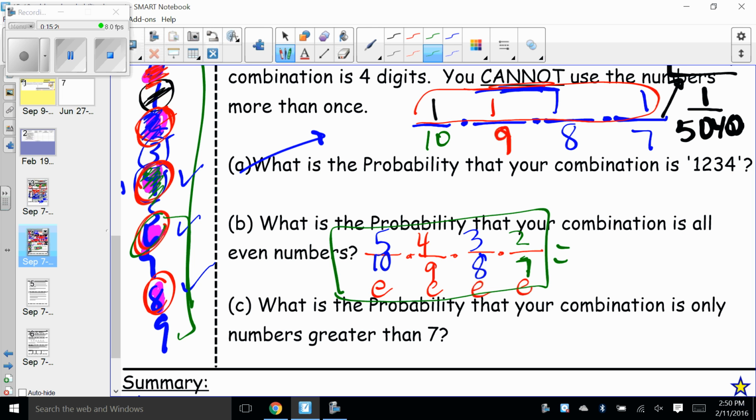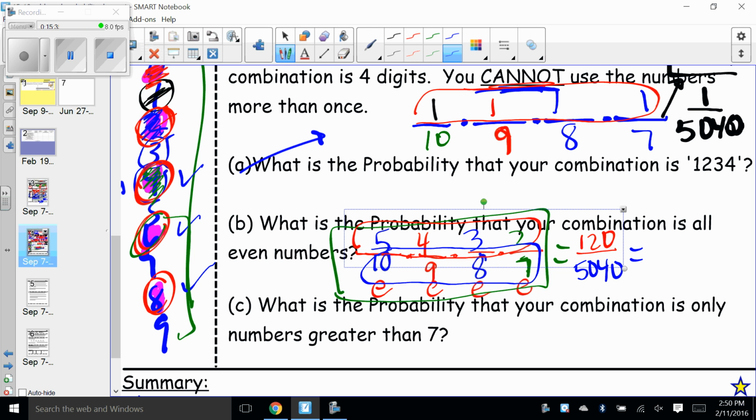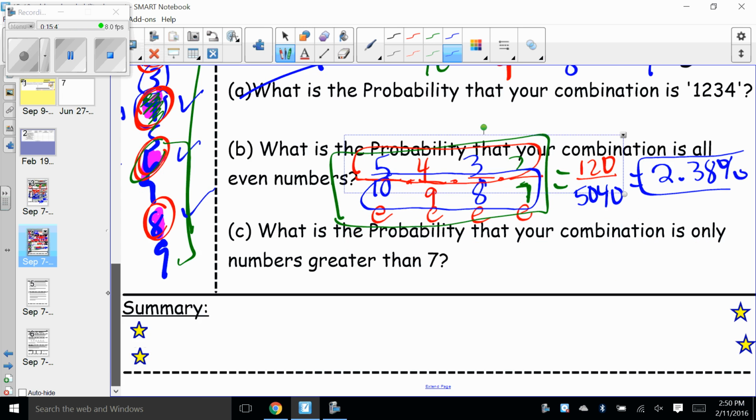You cannot replace them. So I multiply the tops. 5 times 4 times 3 times 2 is 120. I multiply the bottoms. 10 times 9 times 8 times 7 is 5,040. Divide and multiply by 100. The probability that I get that combination of all even numbers is only 2.38%. Crazy that we get even as our probability. Mathematically, that is the real probability, however.